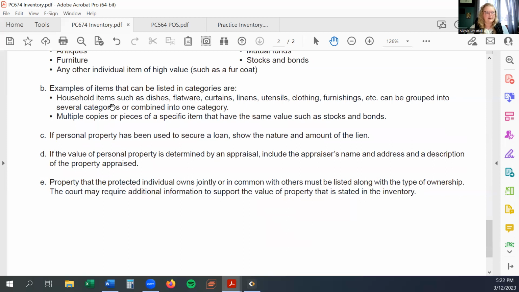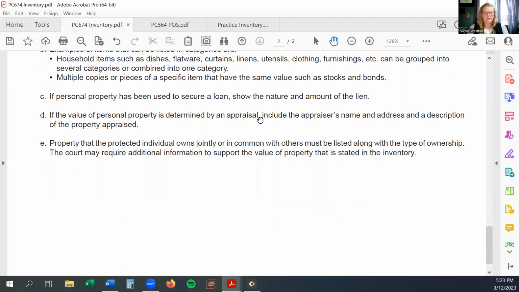This was where we would put personal property. Personal property would constitute household items such as dishes, flatware, curtains, linens, utensils, clothing, furniture, multiple copies or pieces of a specific item that have the same value, such as stocks and bonds, right? Because we're trying to just group everything together as cohesively as we can to get an accurate number.